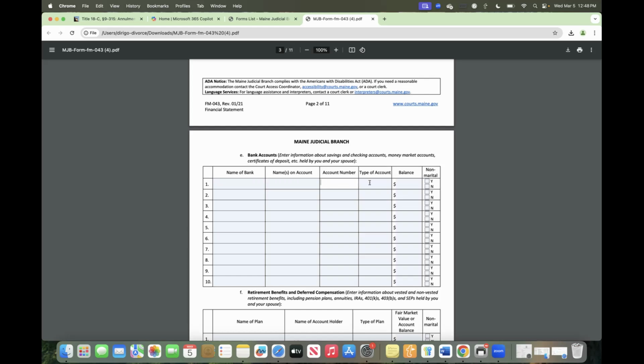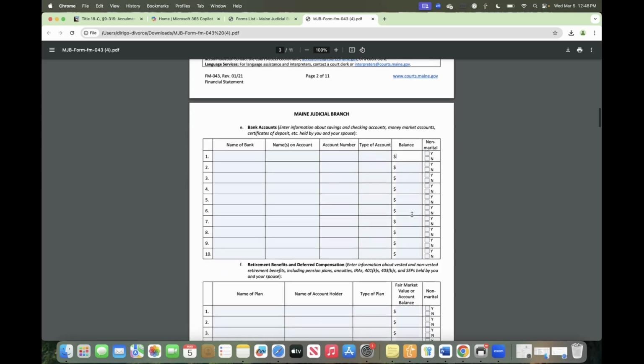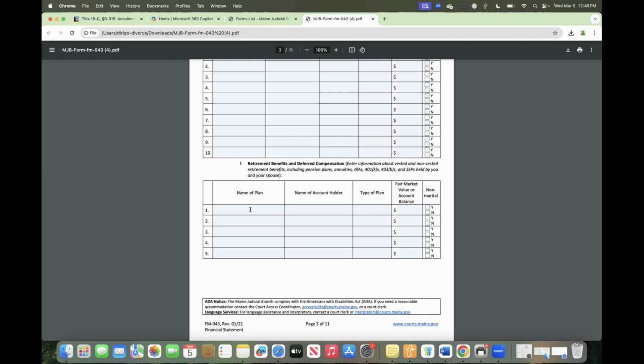The account number, you could get away with putting just the suffix so we don't have all that information on there. And then the type of account, savings or checking, and then the balance. And again, is it marital or non-marital? Retirement accounts, pensions, IRAs, 401(k)s, 403(b)s, any type of retirement account that you might have, you put that here. Who is the plan administrator or the account holder? The type of plan, that's where you would put the name there, type pension, 401(k), etc. And then what's the balance?